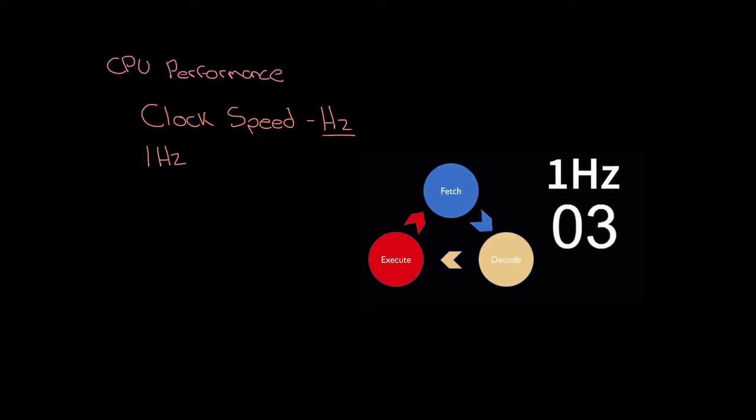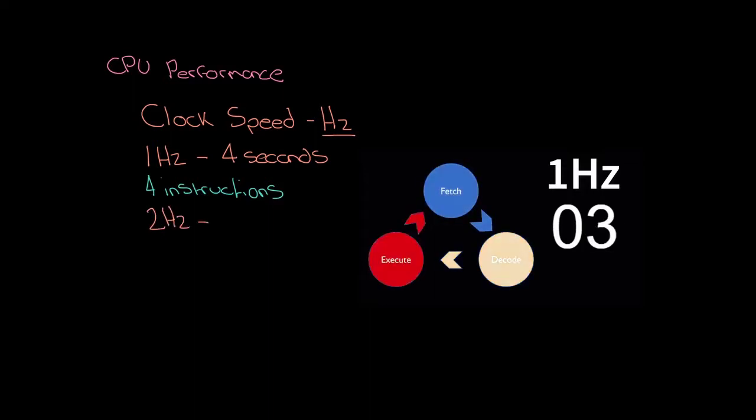If I've got a processor which has got 1 hertz and I'm getting through, let's say, 4 instructions, it can process 1 in a second. How long do you think that should take? Well, of course, it takes 4 seconds. Makes sense, doesn't it? So we've got 4 instructions, 1 instruction a second, so it takes 4 seconds.